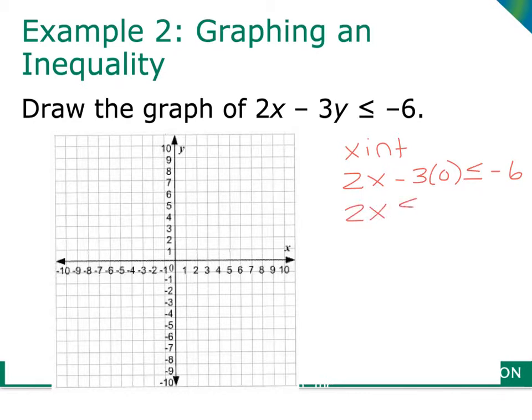And so you would get the expression that 2x is less than or equal to negative 6. So our x-intercept in this problem is going to be negative 3. So we could put a dot on the x-axis at negative 3. Put it in the wrong spot.